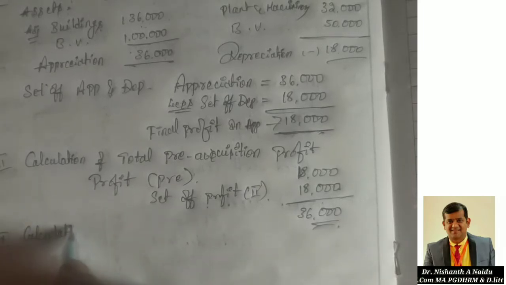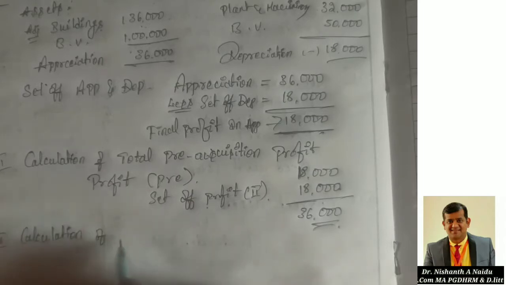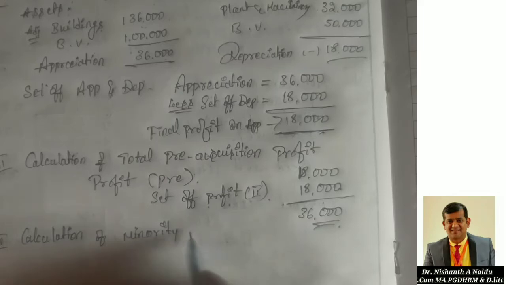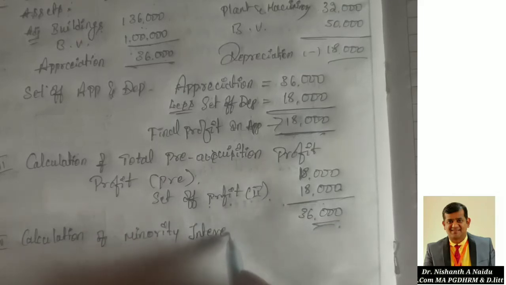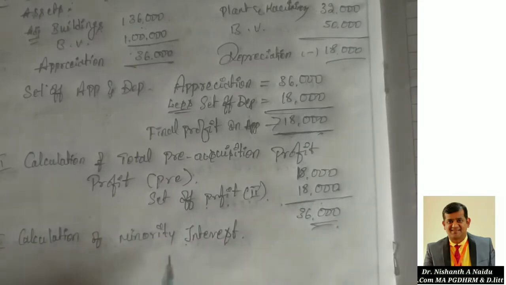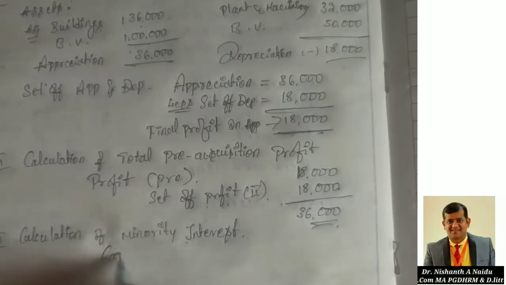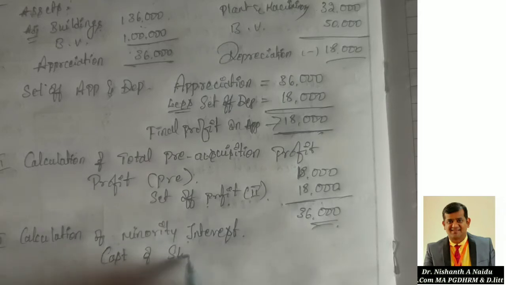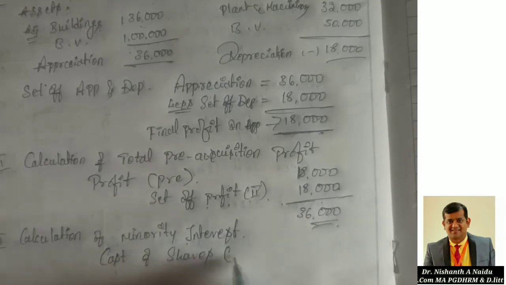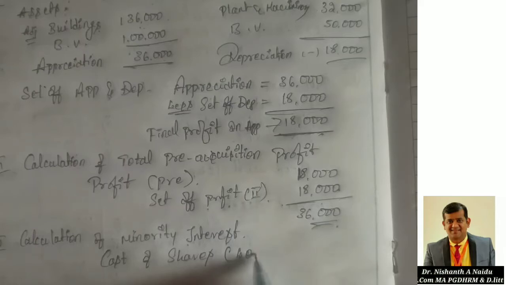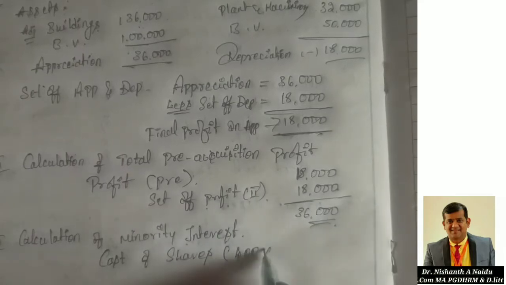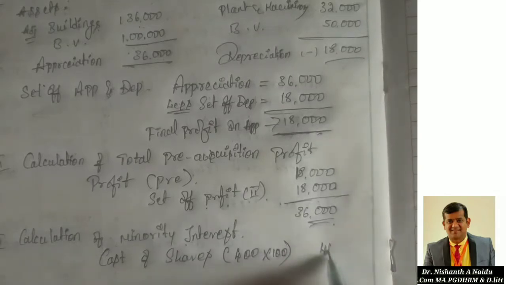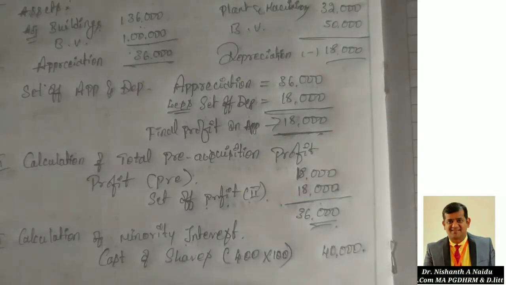So next we have to do the fourth step, calculation of minority interest. Under that, first take the cost of shares. How many shares are held by the minority? 400. Correct. What is the face value? 100. So 400 into 100, 40,000 rupees.